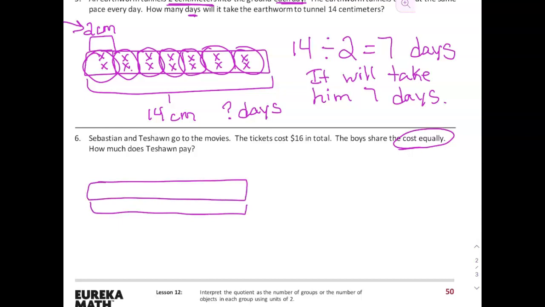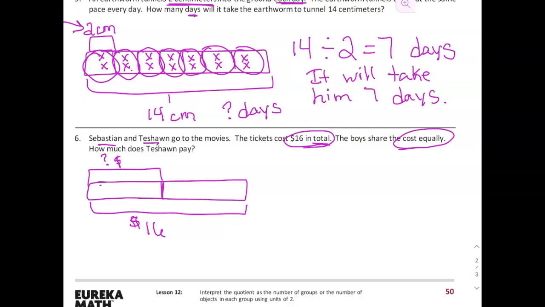And we know our total, don't we? It says total right there. $16 is our total. Okay. Do we know the size of the group or how many in each group? The boys are sharing the cost equally. That tells us we know how many groups we have. Sebastian and Tashawn, that's 2 groups. So I'm going to make my 2 groups. What we don't know here is how much each boy pays.